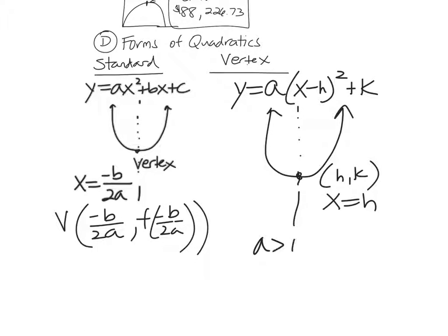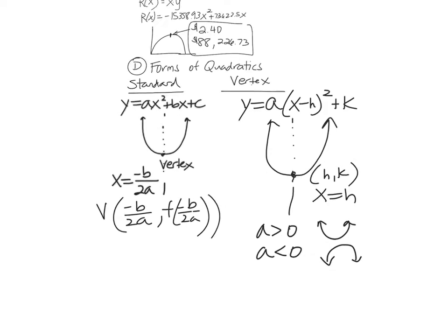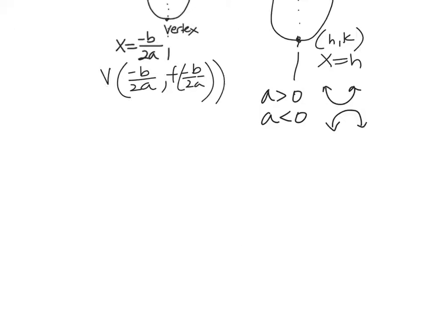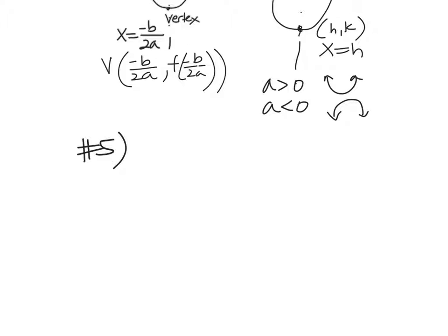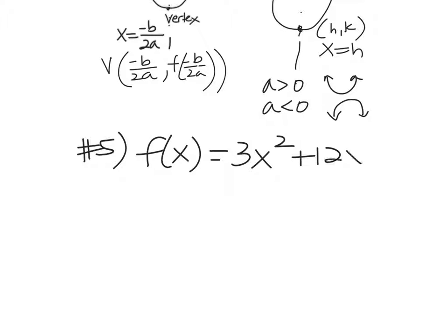If a is greater than 0, our parabola will open up. And if a is negative, everything gets flipped over the x-axis and it will open down, which you guys should know already. Okay, so here we go. We're going to do some problems involving quadratics. So, number 5. All right, so suppose that we have f of x equals 3x squared plus 12x plus 11. Okay, and we're going to find the vertex.